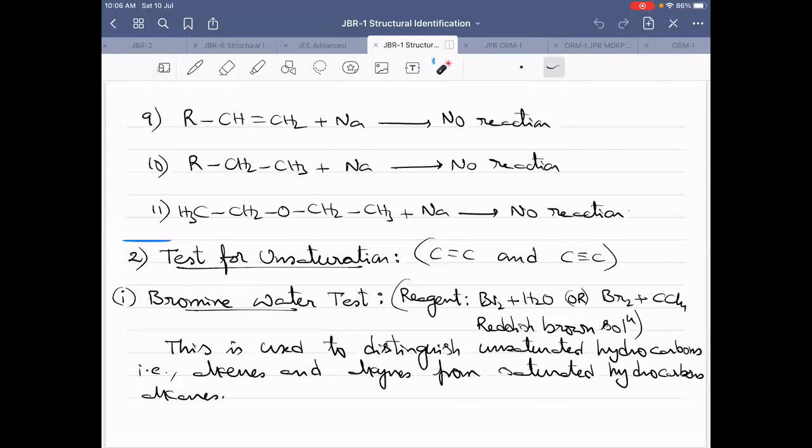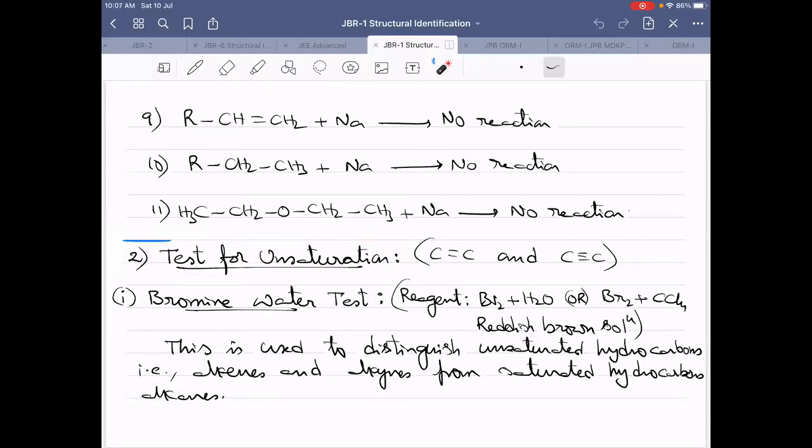So let's get into the topic. Test for unsaturation. First of all, different types of unsaturation are possible. This is not degree of unsaturation. Degree of unsaturation is deficiency of hydrogens. Here, unsaturation is exclusively pi bonds. Understand the difference?